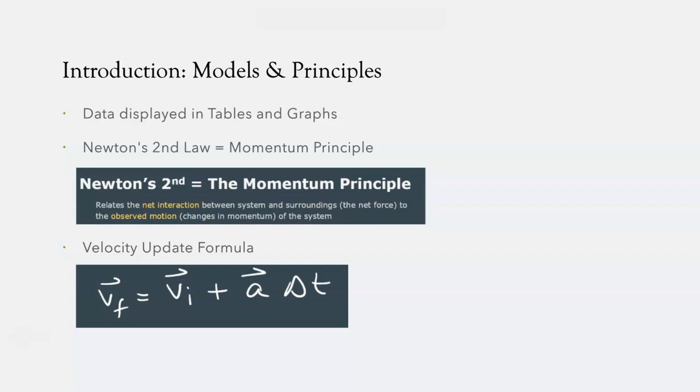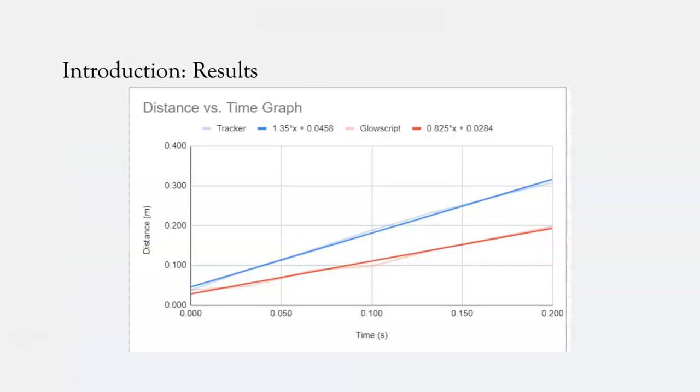Here are the principles reiterated. This time we also have the velocity update formula. And a brief look at our results has the two lines diverging, which will be explained later on.